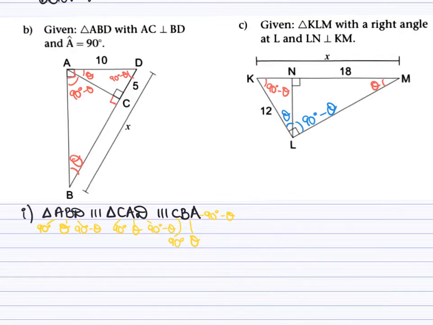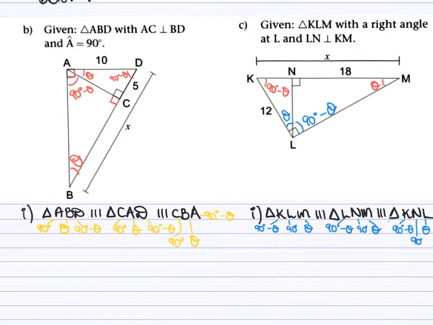We can do the same thing for the second triangle C. Triangle KLM would be similar to triangle LNM and triangle KNL. Again, we matched vertex for vertex. K was your 90 degrees minus theta, and we ensured that if we started with 90 degrees minus theta, we would do the same for the other two triangles as well.